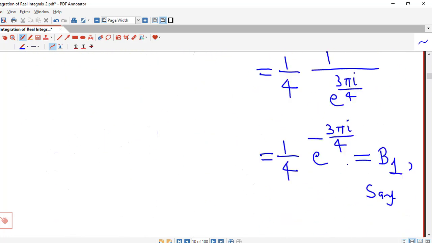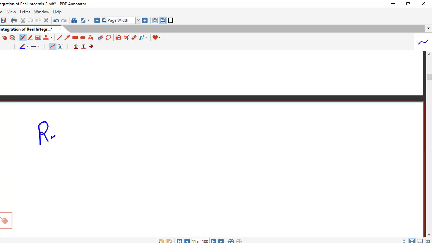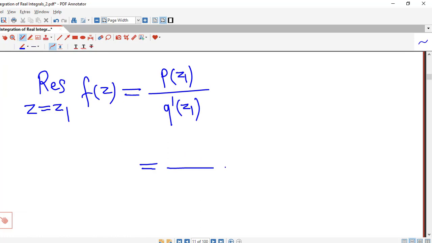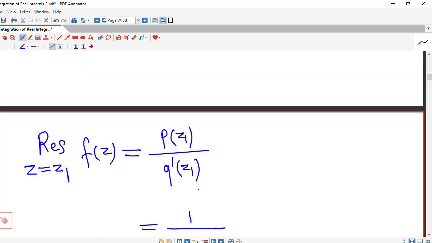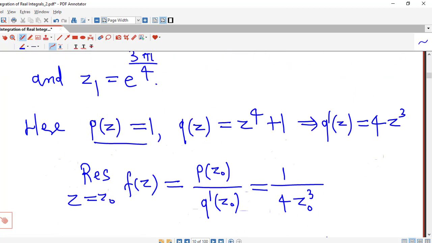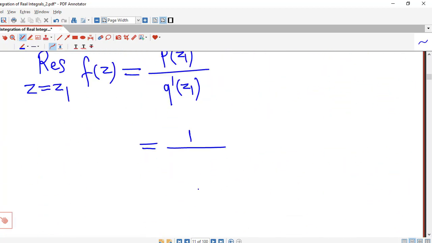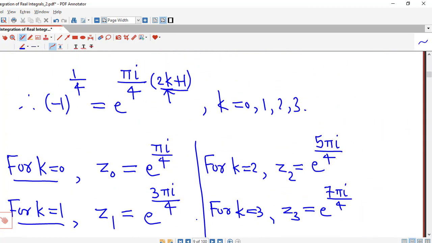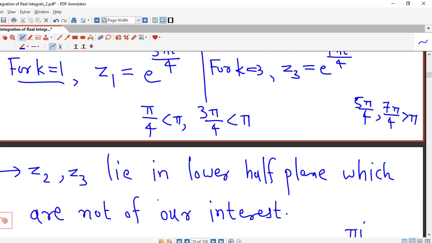Now we calculate the residue of f of z at z equal to z1. So the same formula we are applying, the residue of f of z at z equal to z1 will be equal to the value of function p at z1 divided by the value of q dash at z1. P of z is 1, so p of z1 is also 1. Q dash of z is 4 times z cube. So here we have 4 times z1 to the power 3. Now z1 is e raised to 3 pi i by 4. Let me check. It is e raised to 3 pi i by 4.